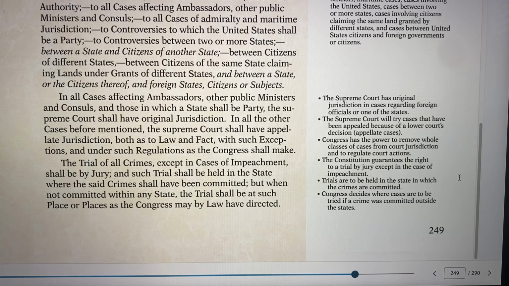Congress has the power to remove whole classes of cases from court jurisdiction and to regulate court actions. That means Congress has the power to remove cases if they want to.